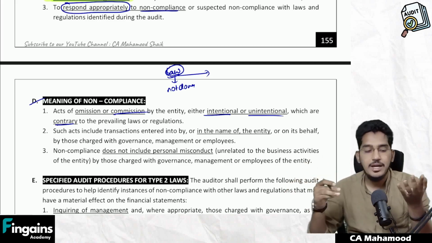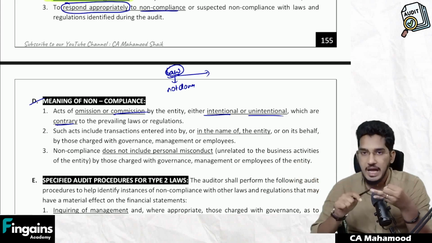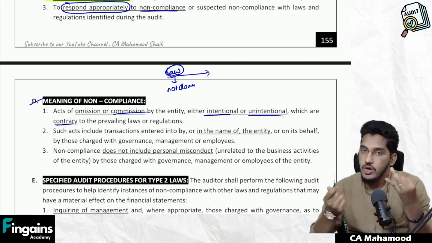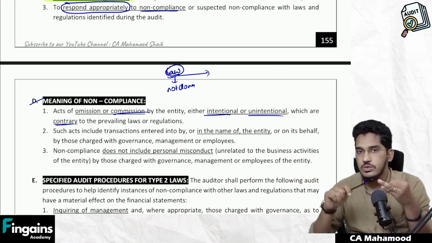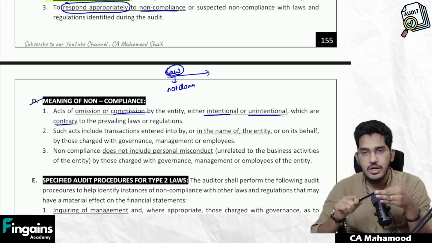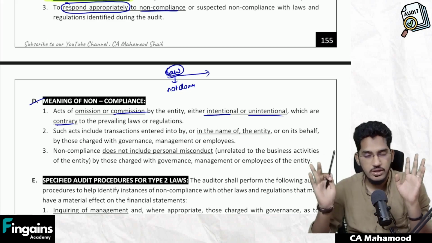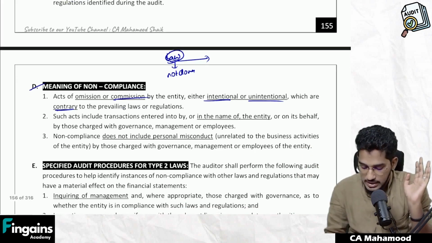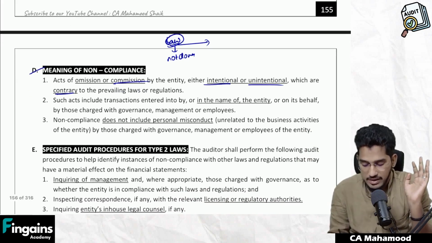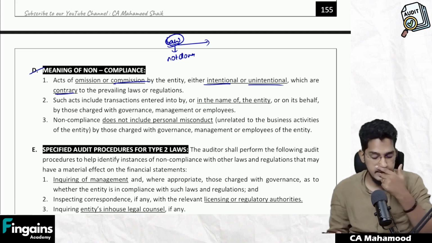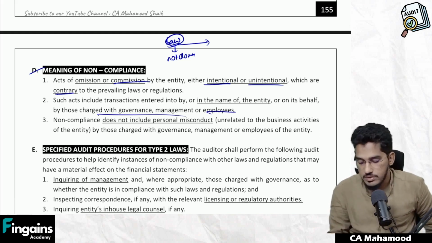No. That's why, whether it is an act of omission or an act of commission, either you are not doing or you are doing something which is against the prevailing laws, either intentionally or unintentionally, everything will fall under non-compliance. Such acts include transactions entered into by or in the name of the entity, on its behalf, by those charged with governance, management, or employees.